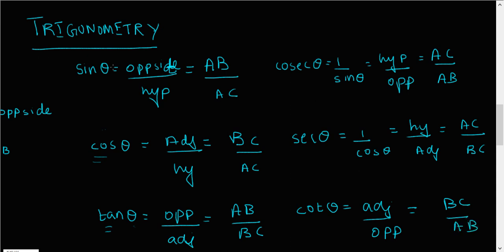So these are the six trigonometric ratios. Sine theta is opposite by hypotenuse, cos theta is adjacent by hypotenuse, tan theta is opposite by adjacent. Cosec is the reciprocal of sine, hypotenuse by opposite. Sec is the reciprocal of cos, hypotenuse by adjacent. Cot is the reciprocal of tan, that is 1 by tan theta, adjacent by opposite, which is BC by AB.